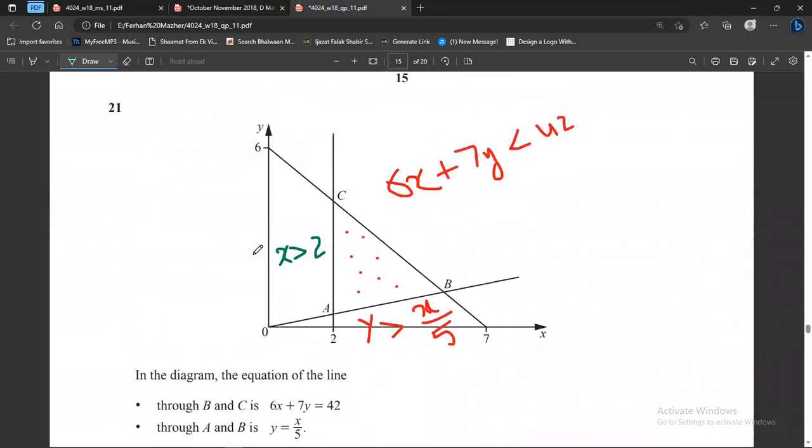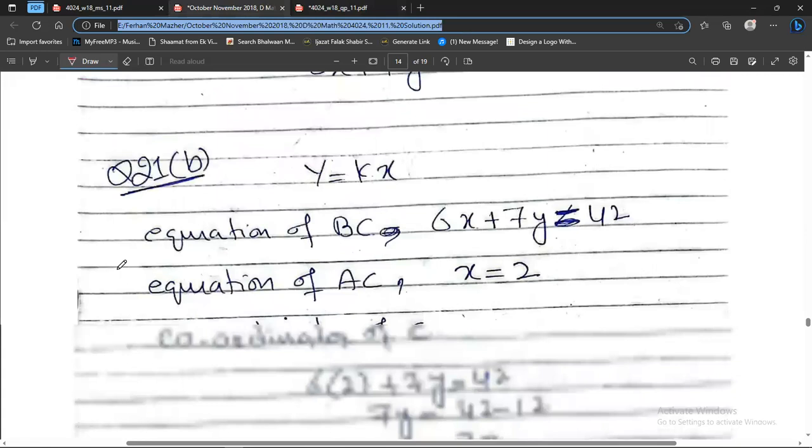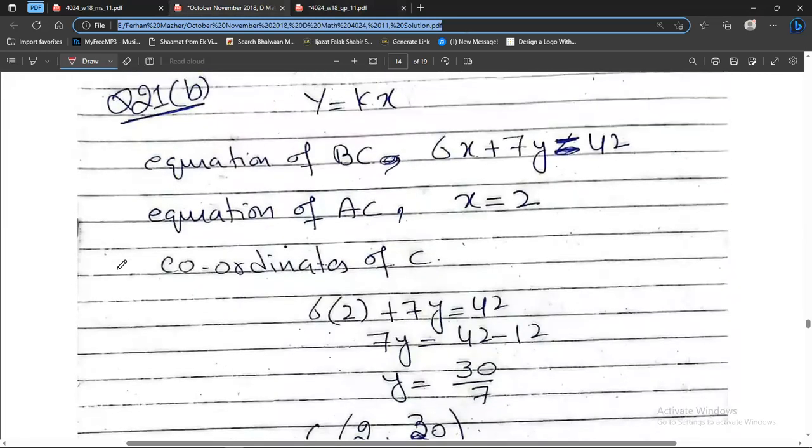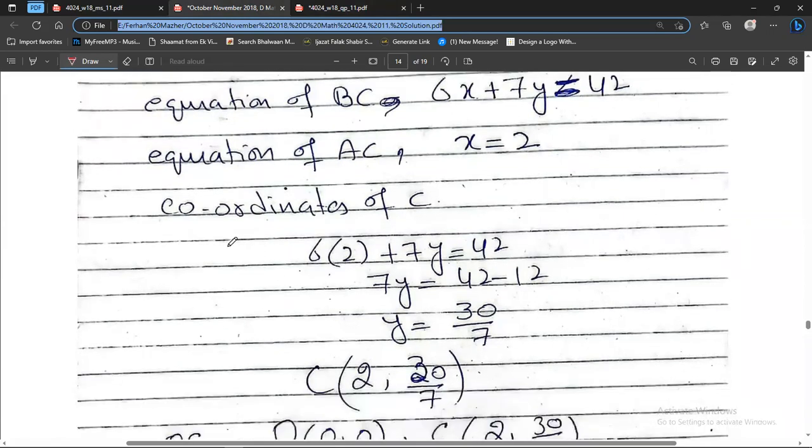And the other maximum possible will be this line, which will be joining O and C. So I can find the gradient of this line also. That will be the extreme value of k. The equation of BC is 6x plus 7y equals 42. The equation of AC is x equals 2. So the coordinates of C are in that equation of BC, where you just substitute x with 2. So you will have 6 into 2 plus 7y equals 42. I'm trying to find the coordinates of the point C. So 7y will equal 42 minus 12, so y will equal 30 by 7.